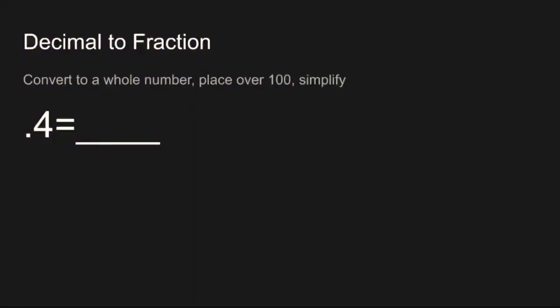Next, we're going over converting from a decimal to a fraction. There are 3 steps in order to do this. The first step is going to be to convert to a whole number. What I mean is to make this into a whole number, so just multiply it by 100 or by 1,000 or by how much you have to make it go over. So I'm going to make this go over 100, so I'm going to multiply it by 100, so I can get 40 as my whole number that I'm converting it to, and then I'm going to place that over 100 or 1,000, it really just depends.